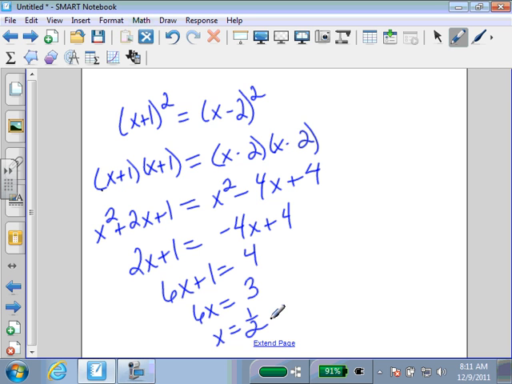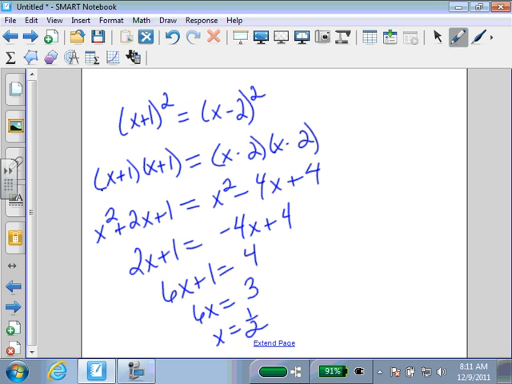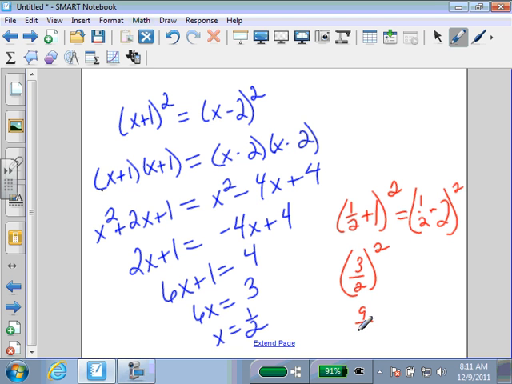X equals 1 half. I'm going to check this one, because anytime time permits, you should check your work. So we're trying to say that 1 half plus 1 quantity squared is equal to 1 half minus 2 quantity squared. Well, 1 half plus 1 is 1 half plus 2 halves, so 3 halves squared, which is 9 fourths. And 1 half minus 2 would be 1 half minus 4 halves, which would be negative 3 halves squared, which is also 9 fourths. So our answer is correct.